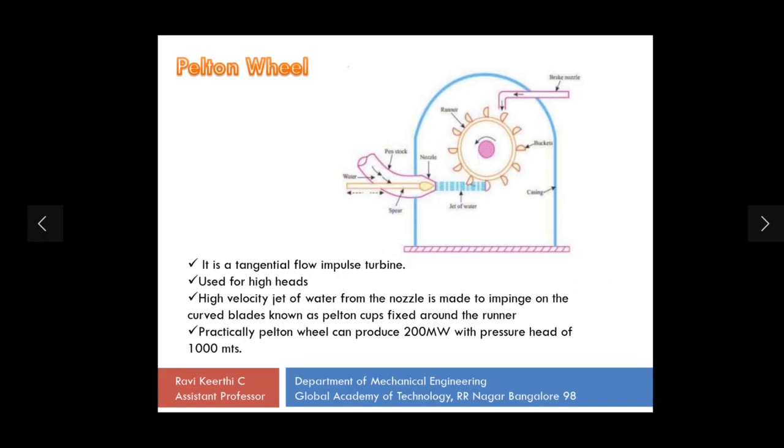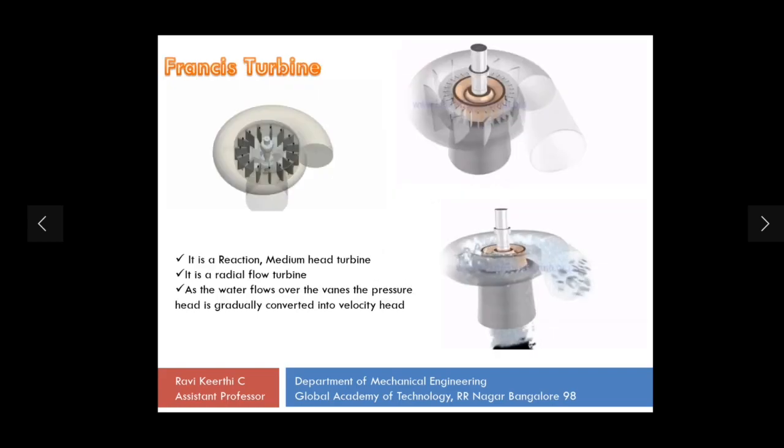So this particular Pelton wheel can produce a power of up to 200 megawatts with a pressure head of 1000 meters. So the penstock, or the difference of height between the reservoir and the turbine, will be about 1000 meters, and the rotation of the Pelton wheel is about 3 meters per second, which is rotating at higher speeds.